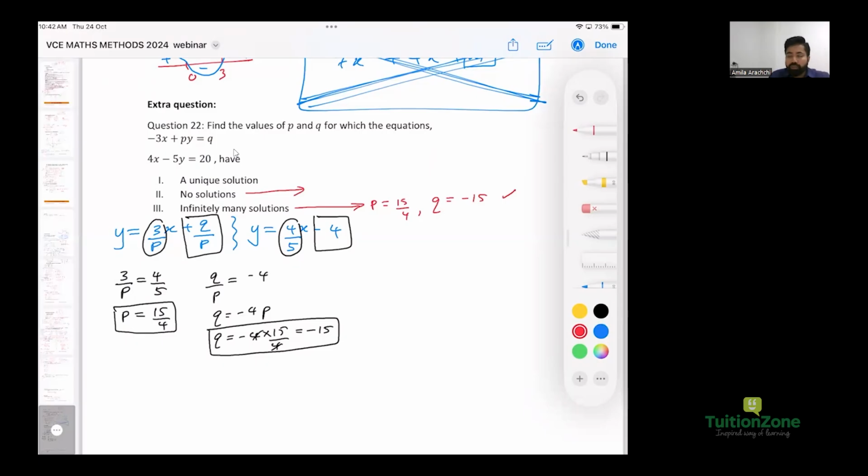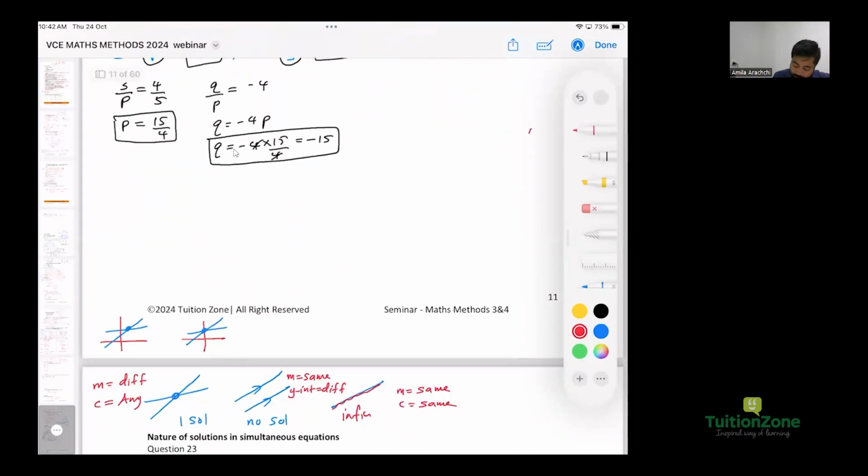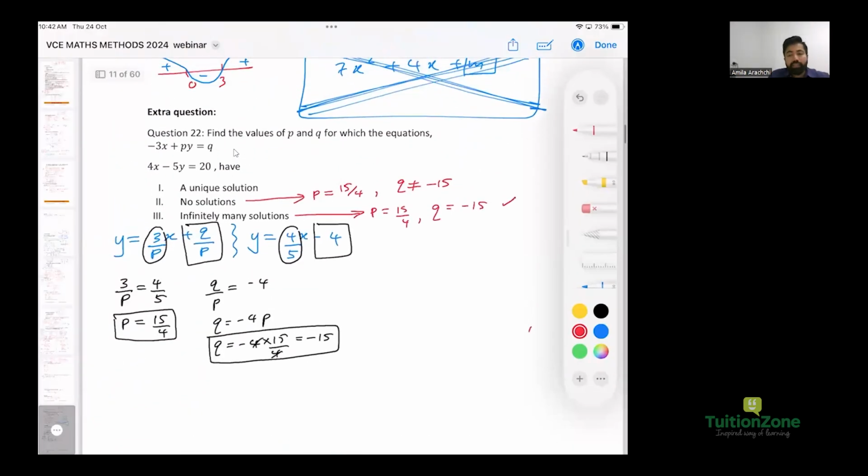Then we can easily do the no solutions. What's the condition for no solution? Same gradient, so which is definitely P is equal to 15 over 4. But how about the Q then? Q can't be negative 15. Why? If your Q is negative 15, then definitely they have the same y-intercept. That can't be for the no solutions. Because what's the condition we said for no solutions? It's only the same gradient but different y-intercept. So that's why answer is that.